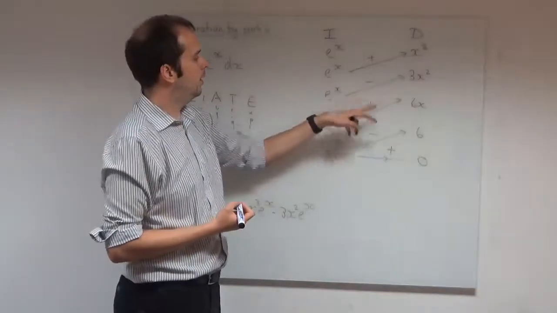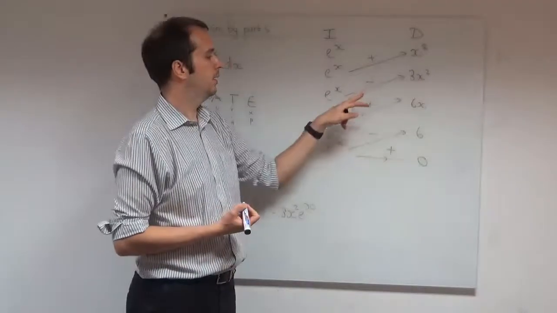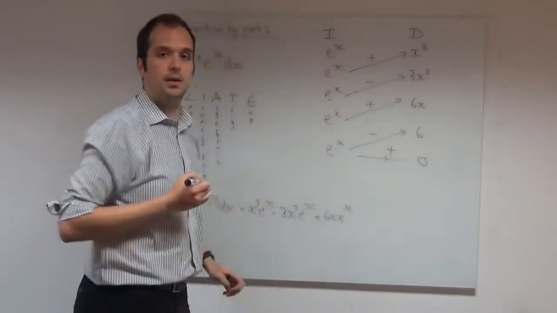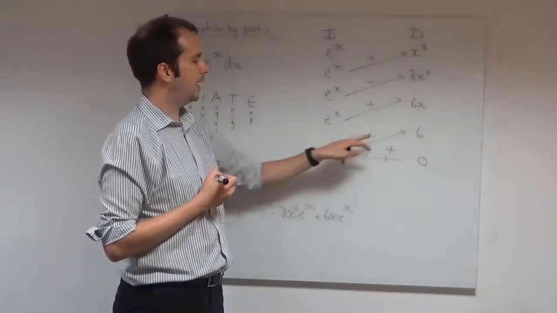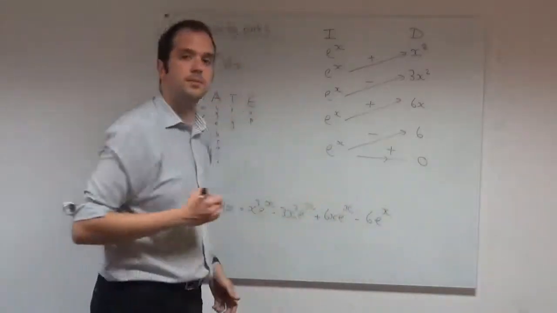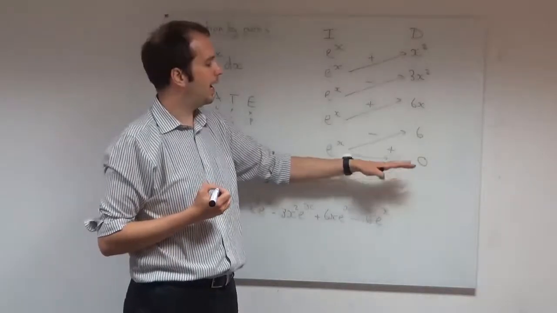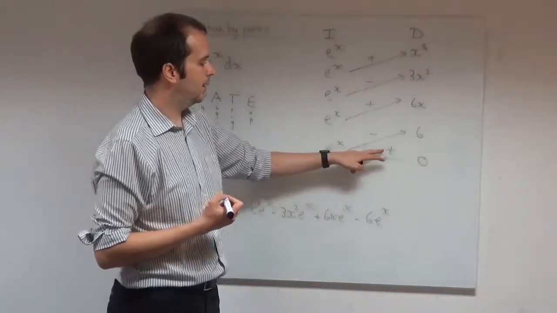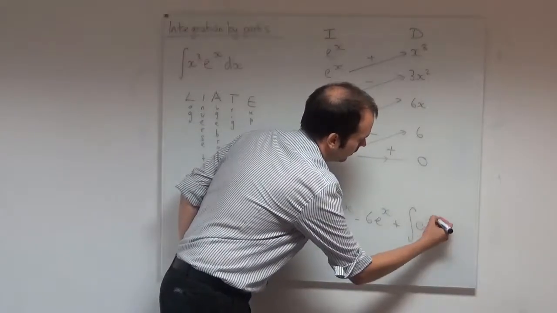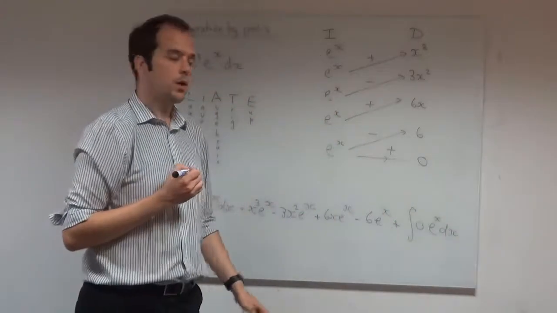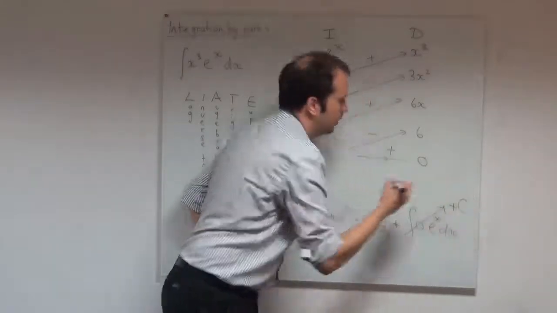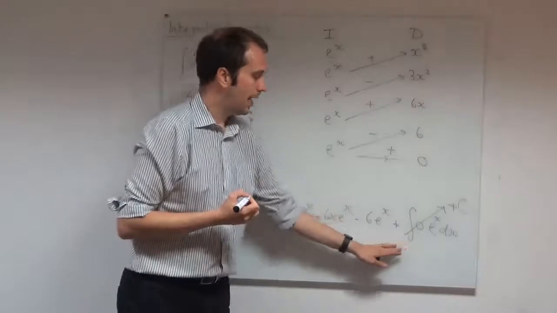Next one, we have e to the x times 6x times plus 1. That'll give us a plus 6x e to the x. Then we have e to the x times 6 times minus 1. So that'll give us minus 6 e to the x. And then for the horizontal arrow, that actually represents the integral. So it's actually plus the integral of 0 times e to the x. But we know the integral of 0 will just go away, and we have our plus c on the end. So actually, that's our answer.